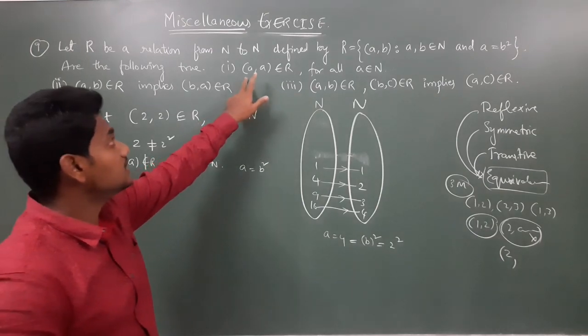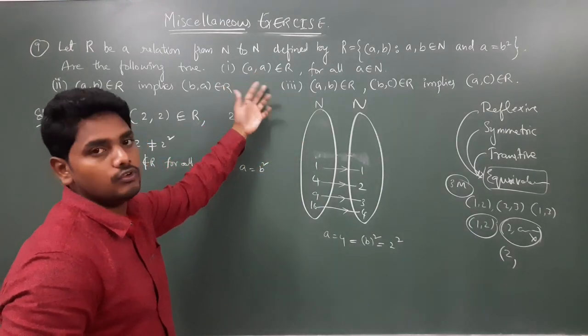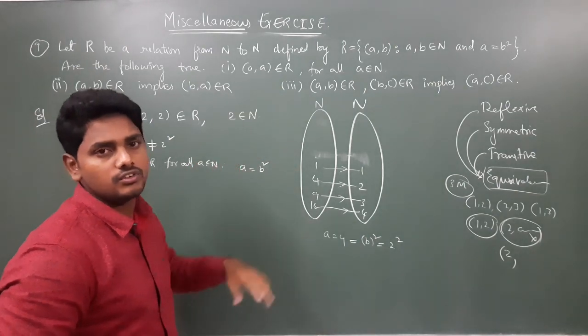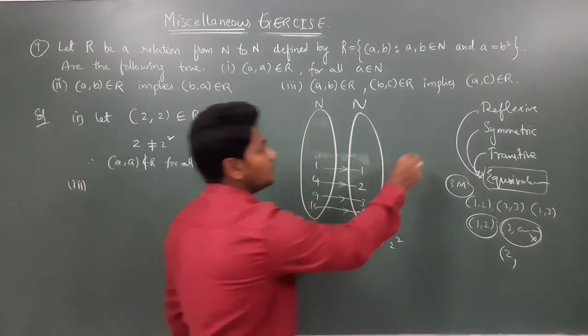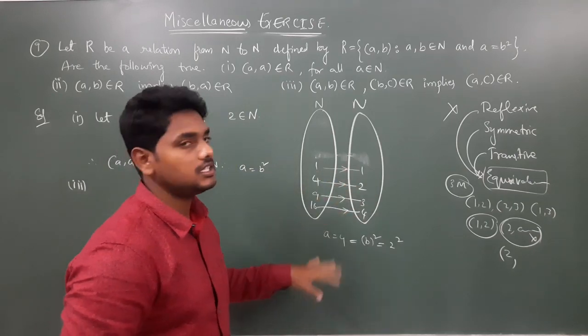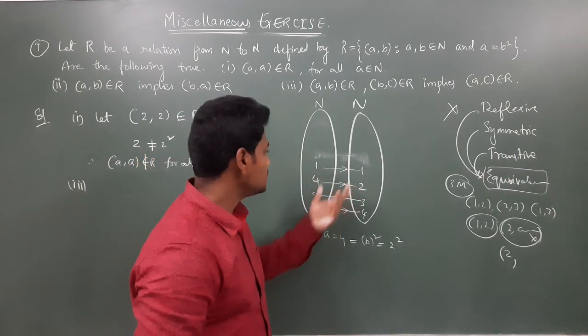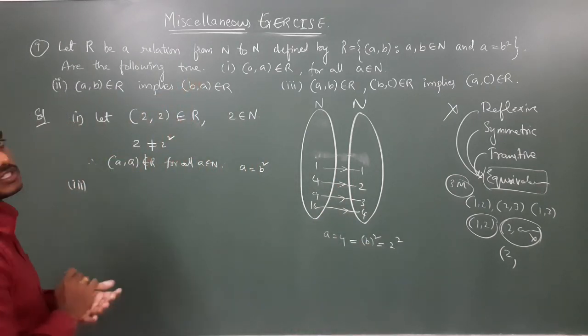Why? Because for the first condition we need to take the same elements. If we take, for example, the natural number 4, is 4 equal to 4 square? No. So the first condition won't satisfy. That means it is not a reflexive relation. Reflexive means (1, 1), (2, 2), (3, 3) all should be there. So (1, 1) is there, okay, but (2, 2) is not there, so it is not reflexive.